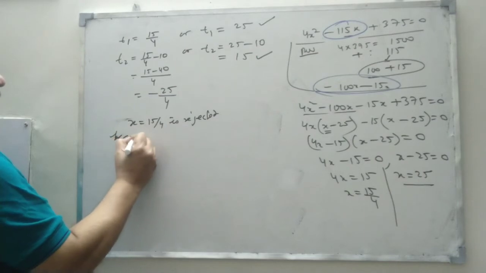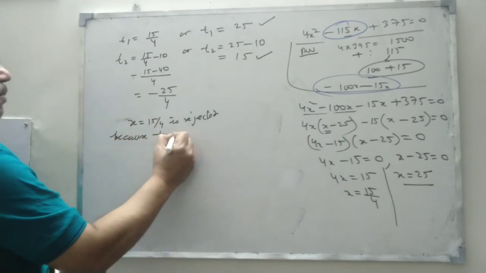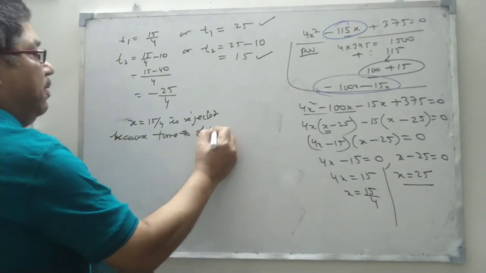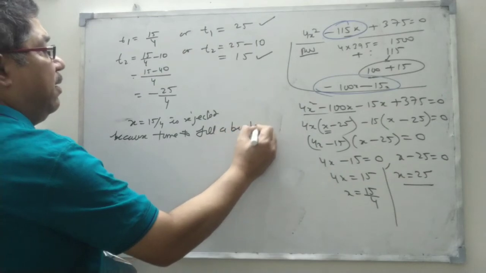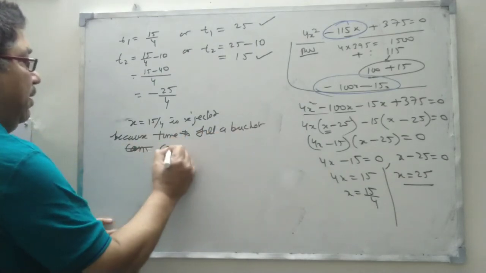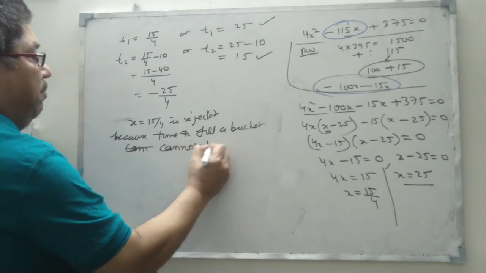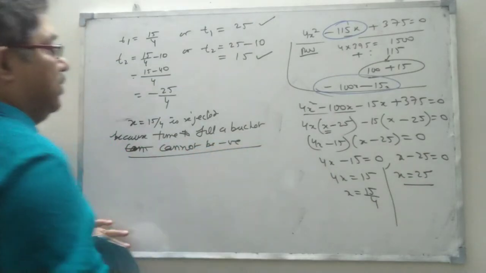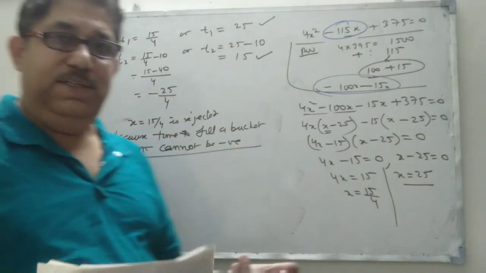because time to fill a bucket cannot be negative. So of course it can't be negative, so obviously that is not there.